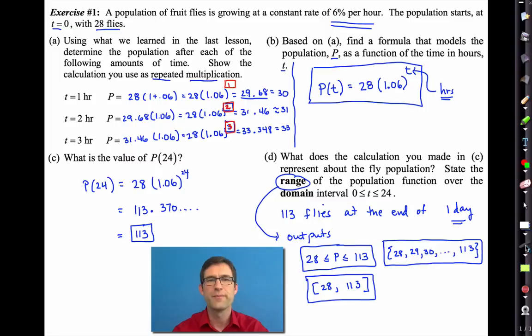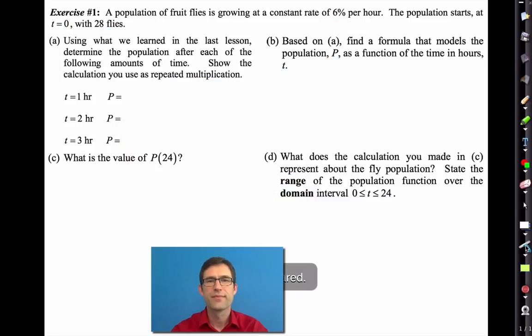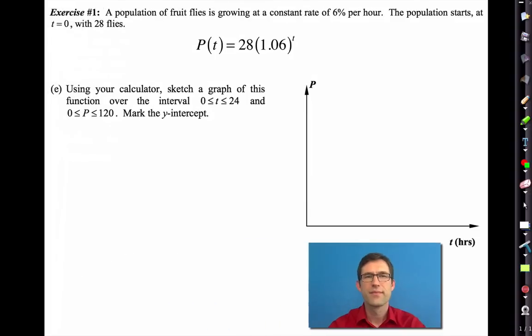All right, here we go. So, there's our model. P of t equals 28 times 1.06 to the t, in nice huge font. Letter E: using your calculator, sketch the graph of this function over the interval 0 to 24, and P is greater than 0, less than 120. All right, now we've done a bit of this already on our graphing calculator.